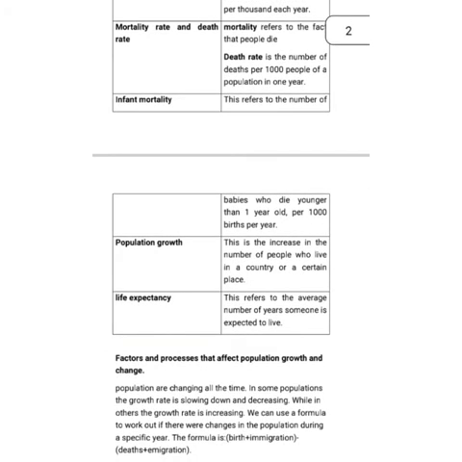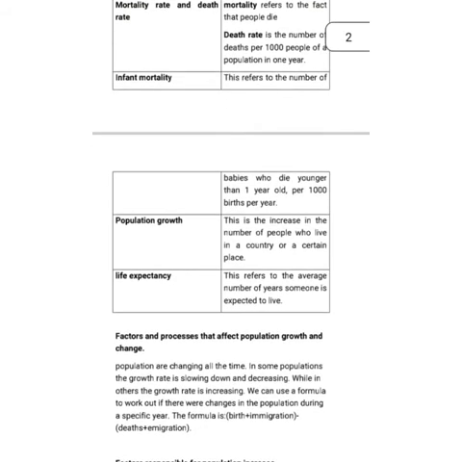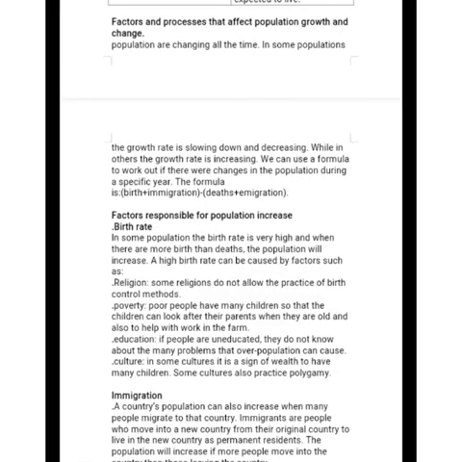Population growth. This is the increase in the number of people who live in a country or a certain place. When the number of people living in a certain place is increasing, that's what we call population growth. Last but not least, we have life expectancy, which refers to the average number of years someone is expected to live.